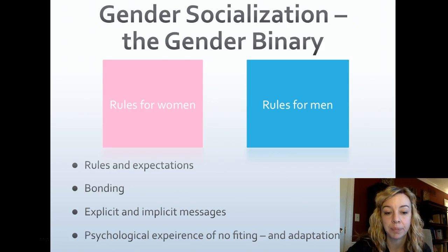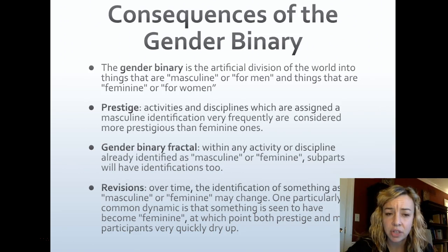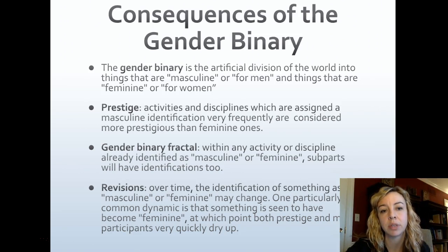pain of not fitting. And we do that as much as we can, but for some people, it's a very, very painful process. Okay, this slide is a little bit about the consequences of this gender binary, these rules that we have, and that there's only really two options around those. So in case it's not clear, the gender binary is this artificial division of the world into things that are masculine for men and things that are feminine for women.